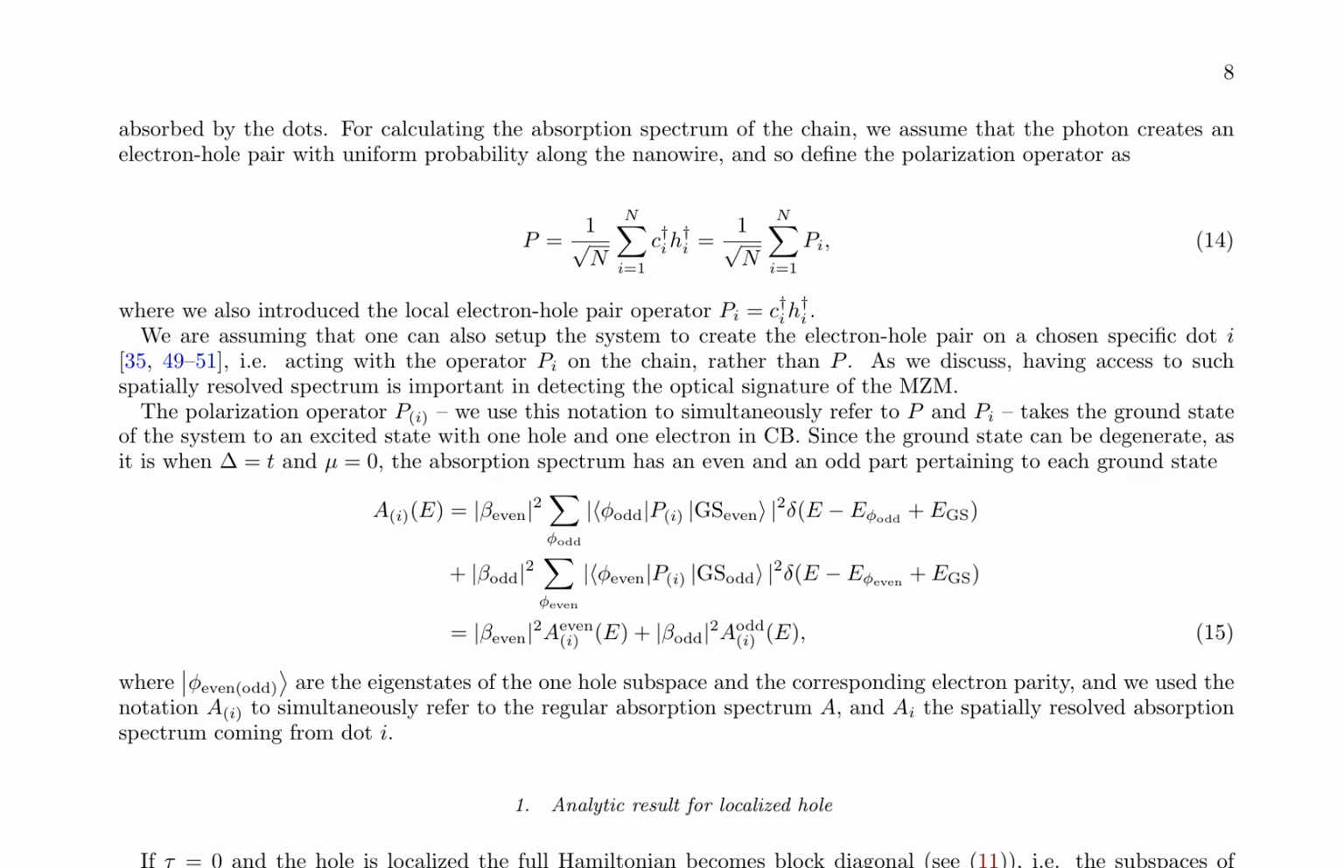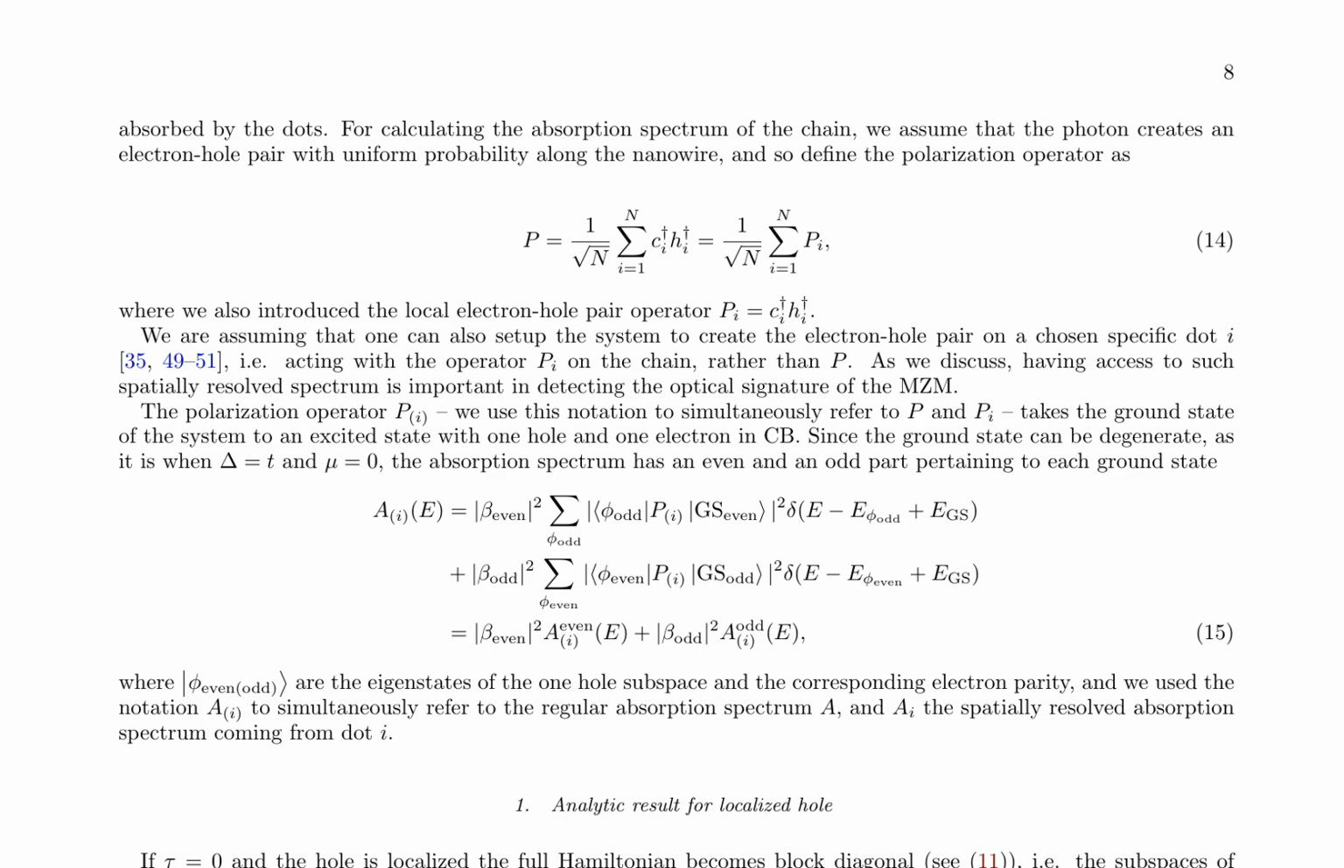The absorption spectrum of a chain of quantum dots with a localized hole is calculated in the topological regime, where the superconducting gap increment equals the hopping amplitude t, and the chemical potential mu is 0. The polarization operator P creates an electron-hole pair along the nanowire, while its spatially resolved counterpart P_i enables the creation of such a pair on a specific dot i.